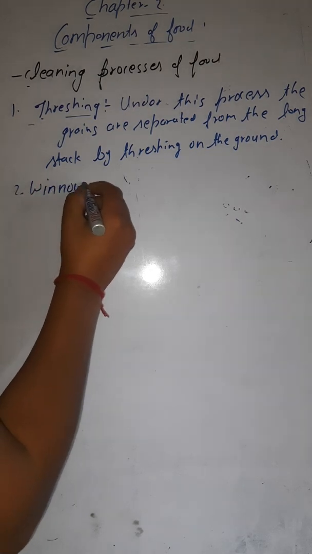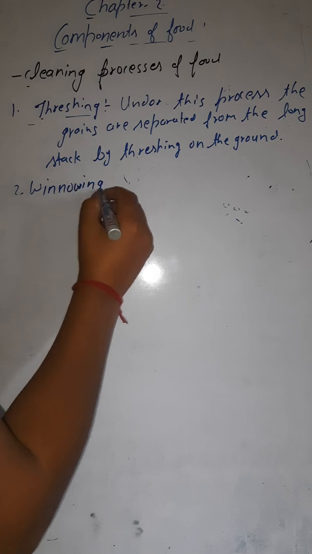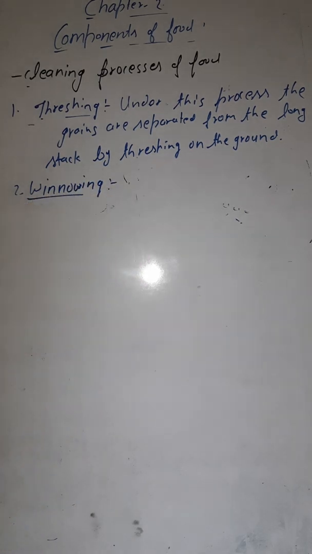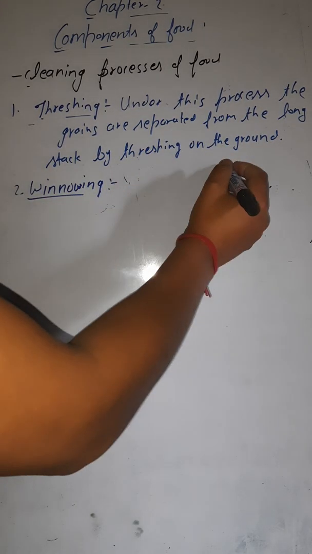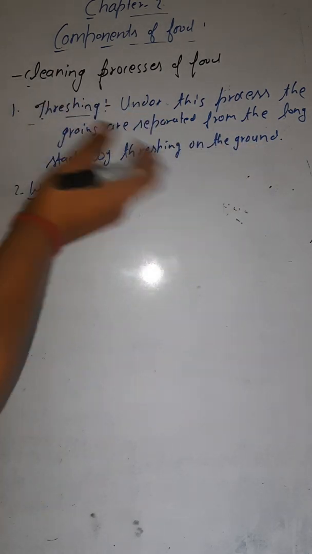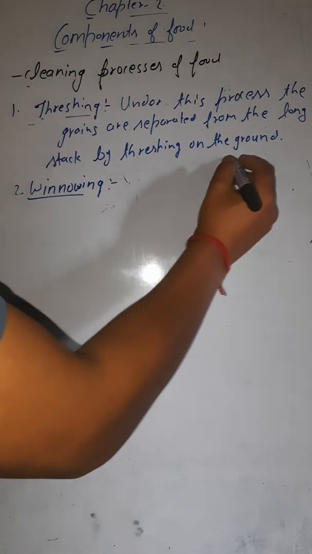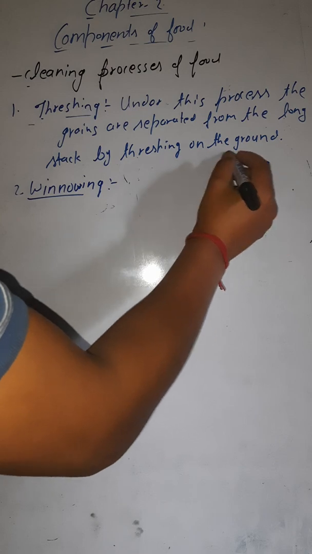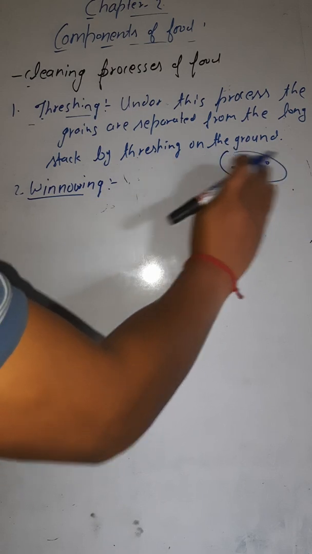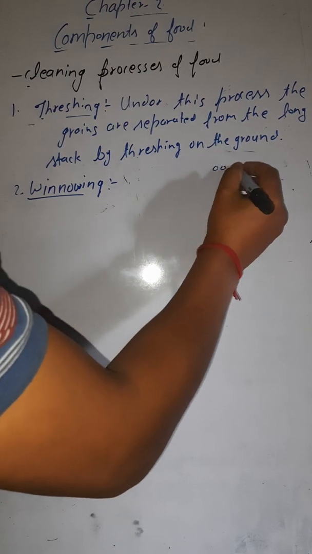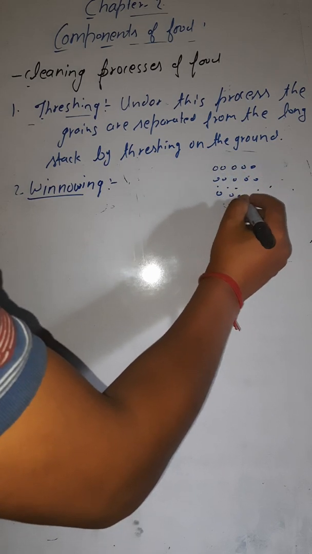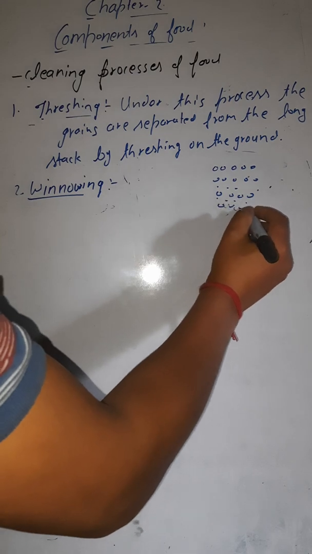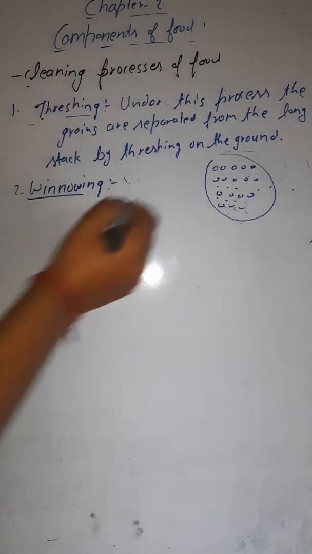winnowing. The next process is winnowing. What is this winnowing process? Under this process, what do we do when we have the stacks of grain? Now here you have the grain. In the previous process we separated the grains from the long stack. These are the grains which you have separated in the previous method.